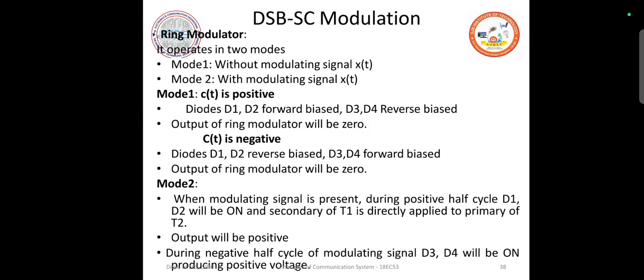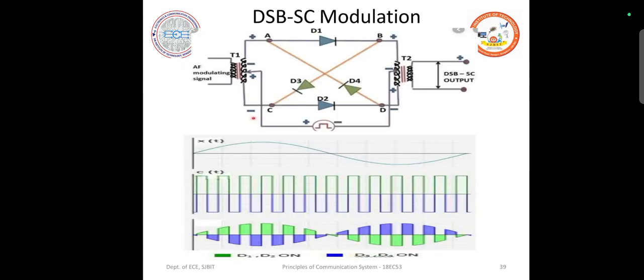One is without the modulating signal, the other one is with the modulating signal. So what happens? Let us also try to see the circuit diagram of it. This is basically a DSBSC ring modulator circuit. It contains two transformers, T1 and T2. One is at the input side, the other one is at the output side.